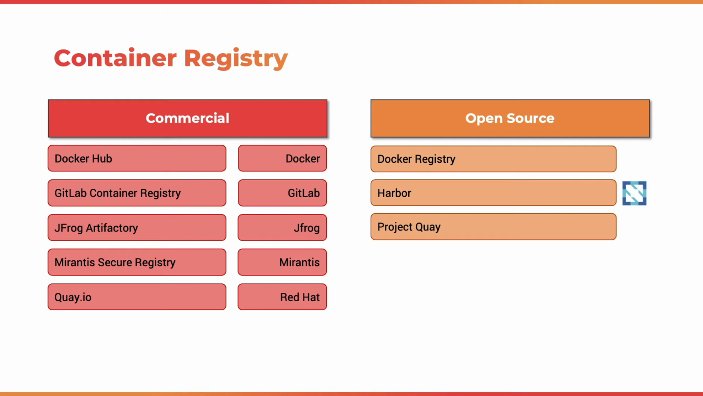So there are many commercial offerings as well as open source choices. Docker Hub, which is the de facto, if you install Docker and do a Docker pull, Docker push, you're already using Docker Hub. There is a commercial flavor of it. You can subscribe and you will get a lot of other features, including image scanning and private repositories. You have other commercial offerings like JFrog Artifactory, Quay.io from Red Hat.